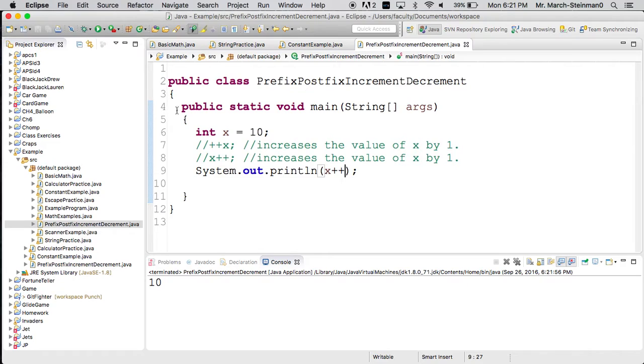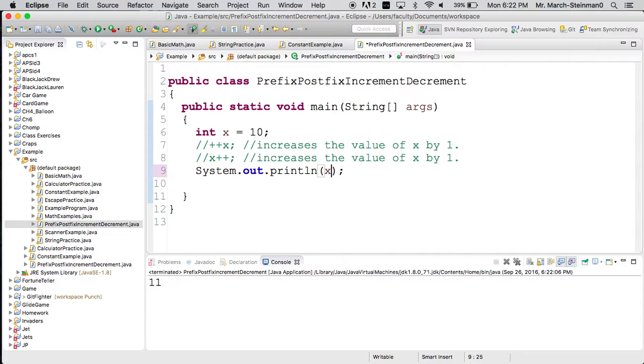I get 10. Huh. What happens if I put it beforehand? I get 11. So you can see that before it does anything with the variable, if I have a prefix operator, it will increase the value and then use it in whatever expression I'm dealing with.